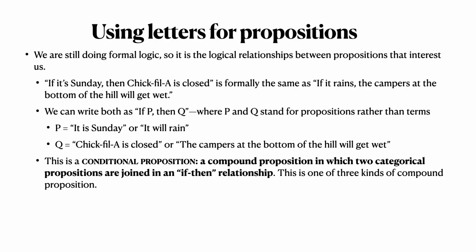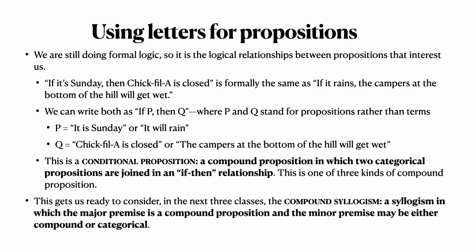So what we've just gone through is an example of a conditional proposition, and we can give the definition here for a conditional proposition. It is a compound proposition in which two categorical propositions are joined in an if-then statement. So our definition of compound proposition said that it was a proposition that comprises two categorical propositions in some kind of logical relationship. What makes it conditional is that we've specified which kind of logical relationship it is. It is the if-then relationship that makes it conditional, and it's one of the three that we'll cover in this chapter. And therefore, we now know what a compound syllogism is.